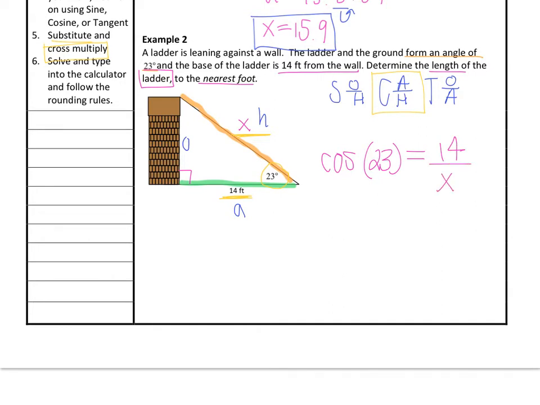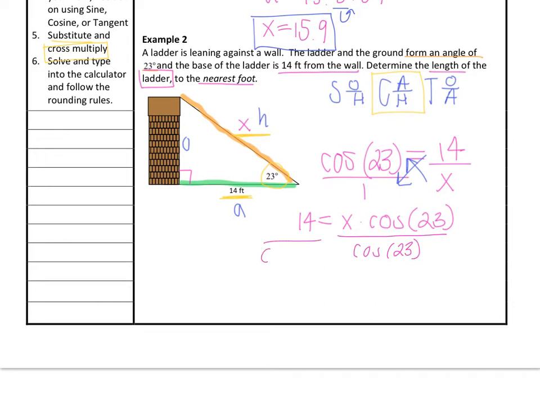So once I have this set up, I need to cross multiply. So I put cosine of 23 over 1. This time when we cross multiply, 14 times 1 is going to give me 14. x times cosine of 23. Write it exactly as it sounds: x times cosine of 23. Remember, guys, our goal is to get x by itself. Well, if x is being multiplied by cosine, in order to get x by itself, I would have to do the opposite of multiplying by cosine, which is dividing by cosine. And whatever you do to one side, you have to do to the other.